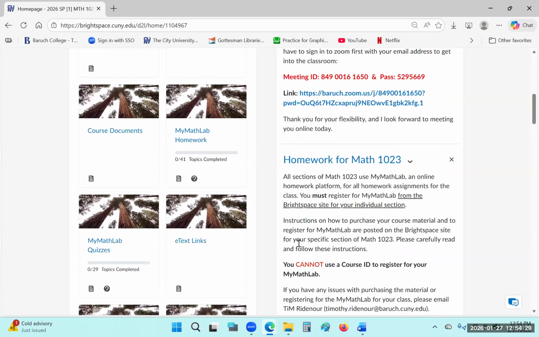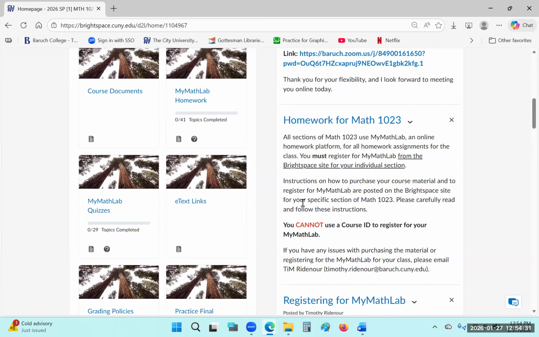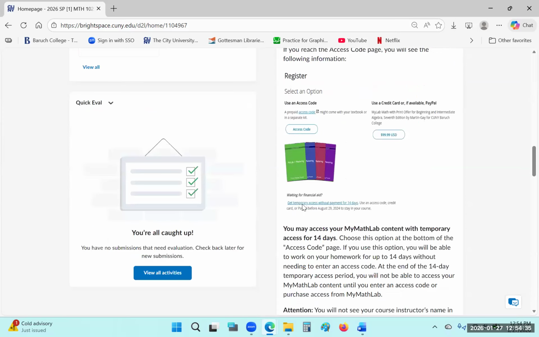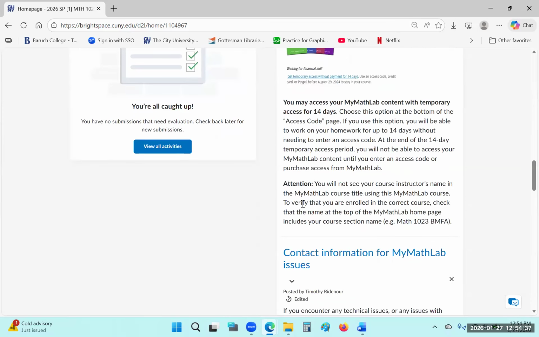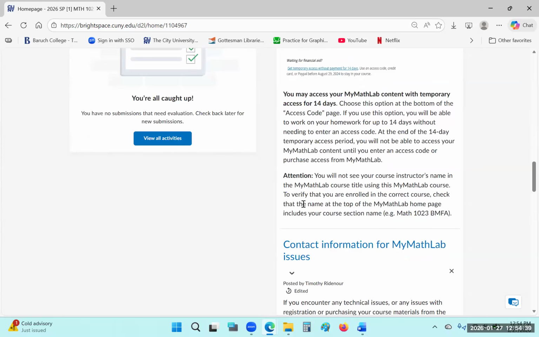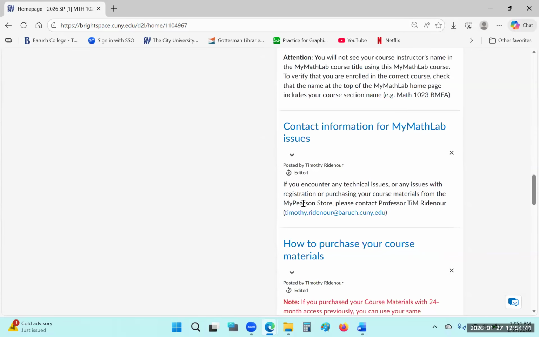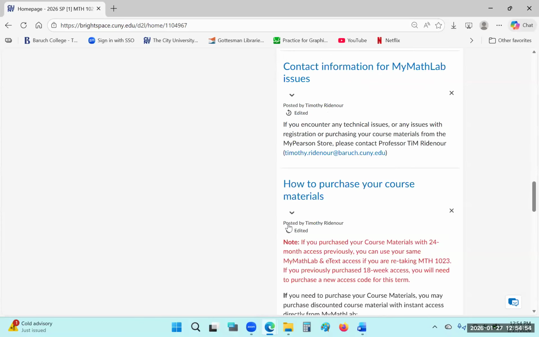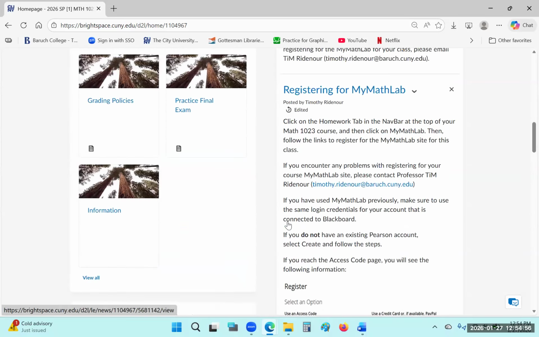Below this announcement, we have announcements from the department to help you buy MyMathLab code. And also here it says if you encounter any problem, contact Timothy at his email, and he'll be able to help you with your problems about MyMathLab.